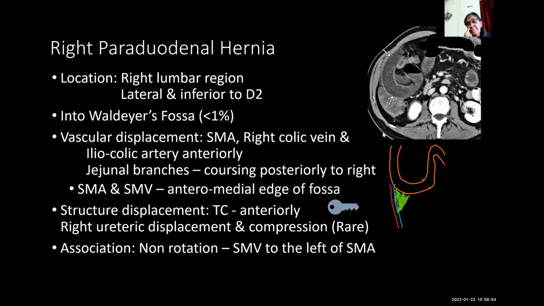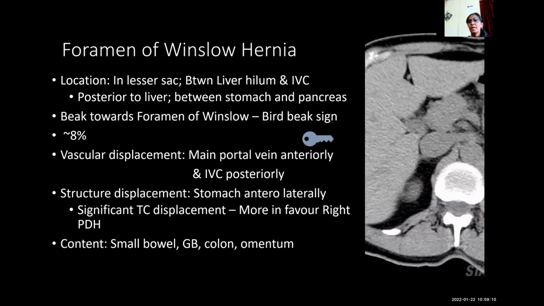So when it is in the right lumbar region, think of a right paraduodenal hernia. If there is mass effect, anterior displacement of the transverse colon, it is likely that it is a right paraduodenal hernia, which could displace the D2 medially. Okay, I hope I'm clear with that. With that, we will come to foramen of Winslow. Basically, it sounds very simple. So I thought we really shouldn't get confused with this and the right paraduodenal.